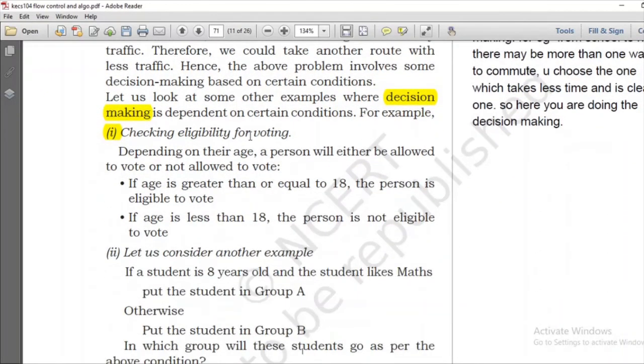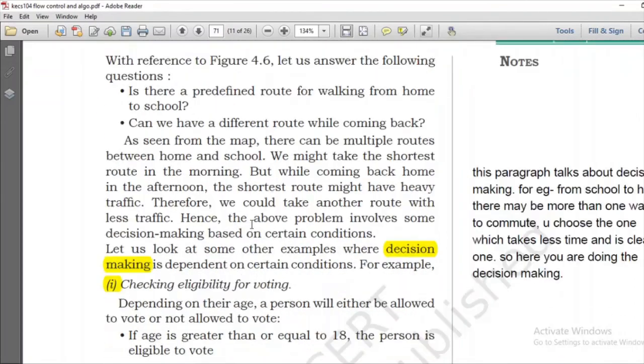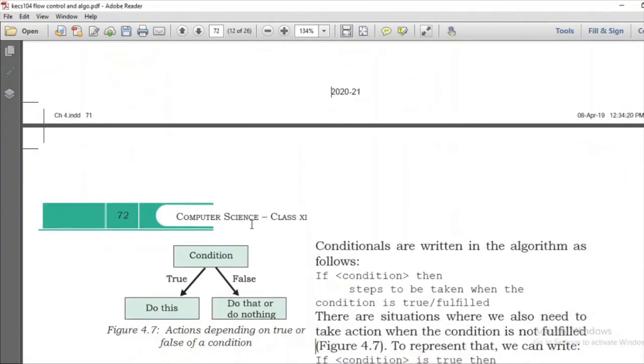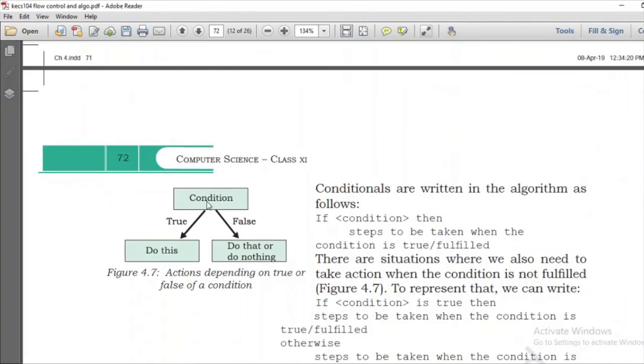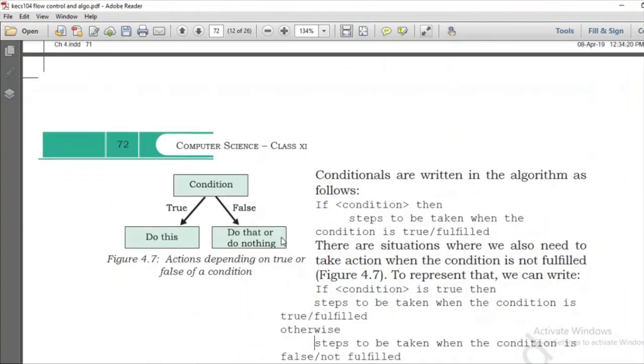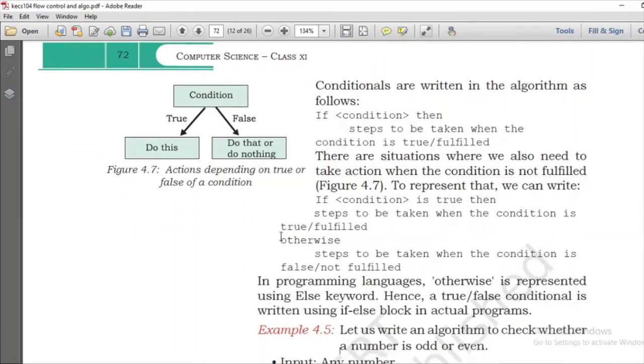First is checking eligibility for voting. This is also decision making: if you are greater than 18 years, then you are eligible to vote. If you are less than 18, then you are not eligible to vote. So these are certain examples of decision making. So there is a condition. If it is true, do this. If it is false, do this.